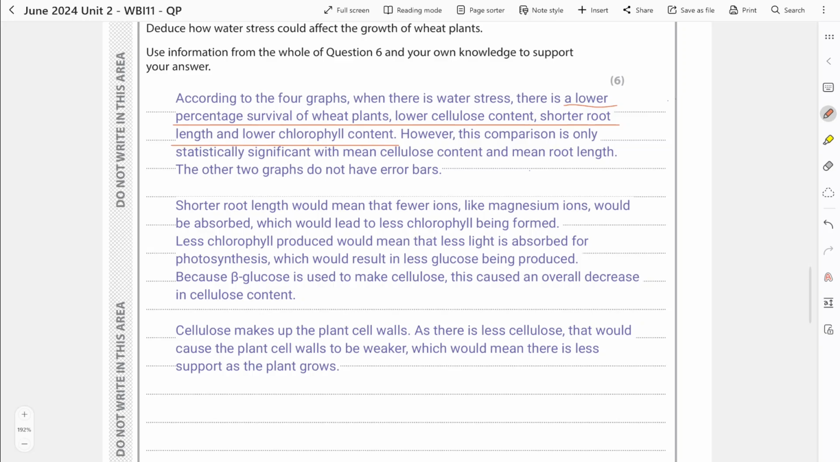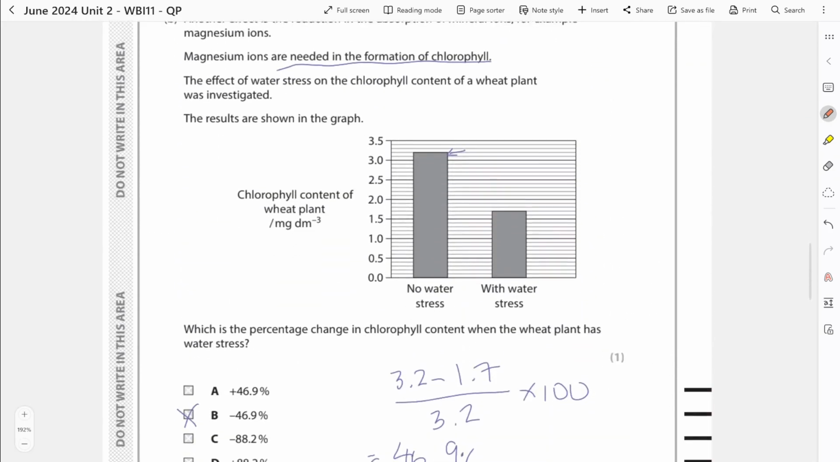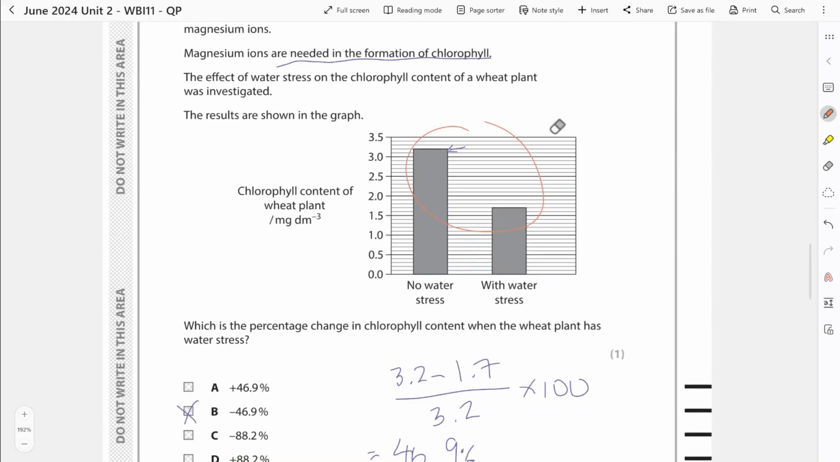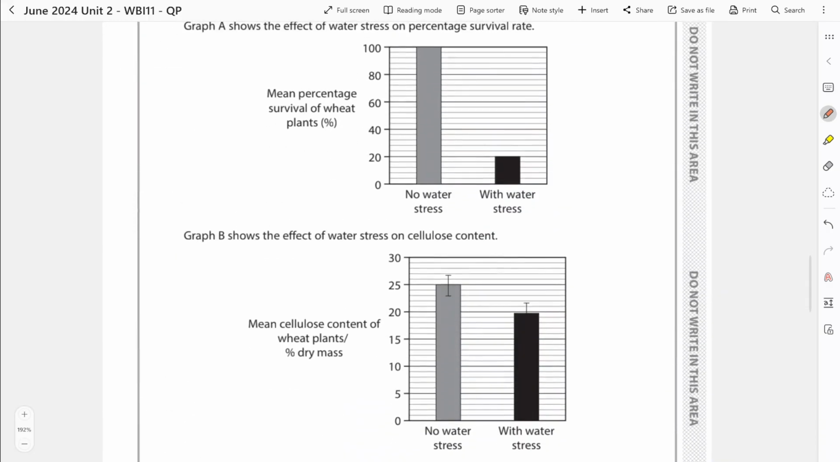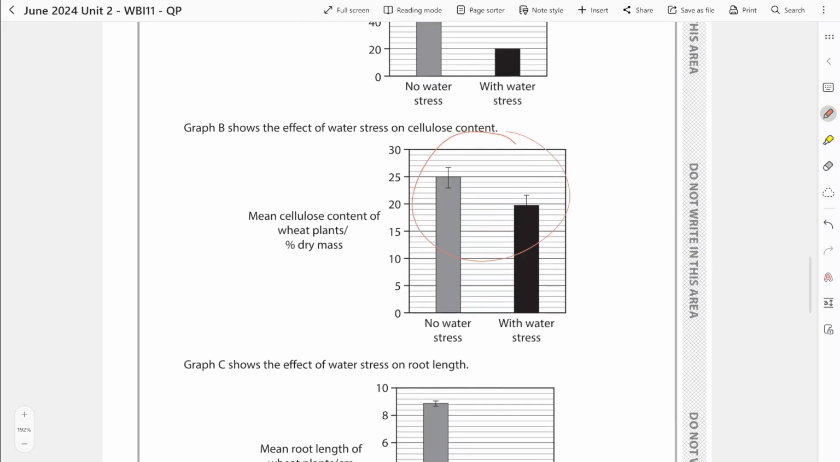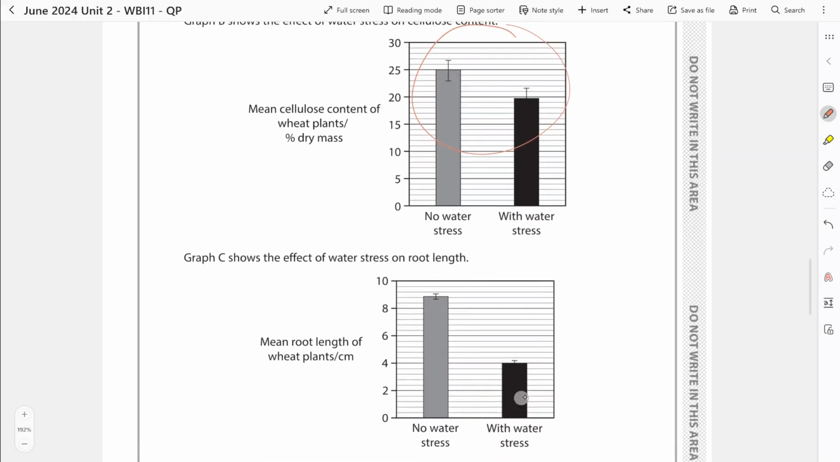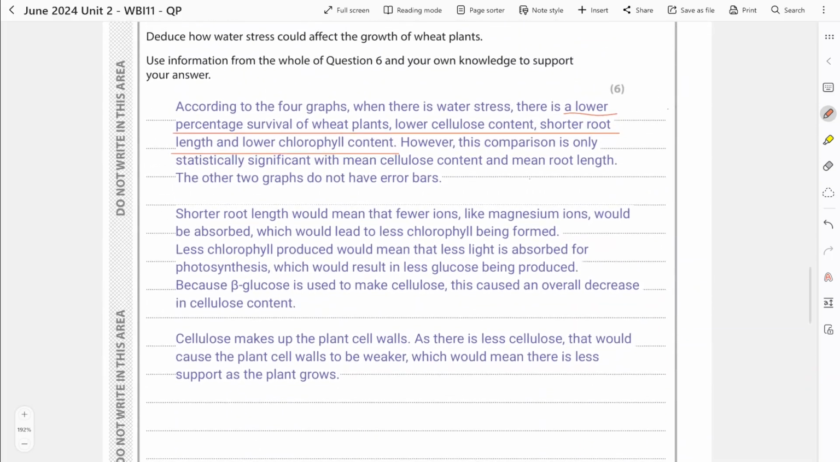And then I mentioned the statistical data, or the statistical analyses. So this graph does not have any error bars. This graph also does not have error bars, but these two over here do. So I would write, however, this comparison is only statistically significant with the mean cellulose content and the mean root data. The other 2 graphs do not have error bars.